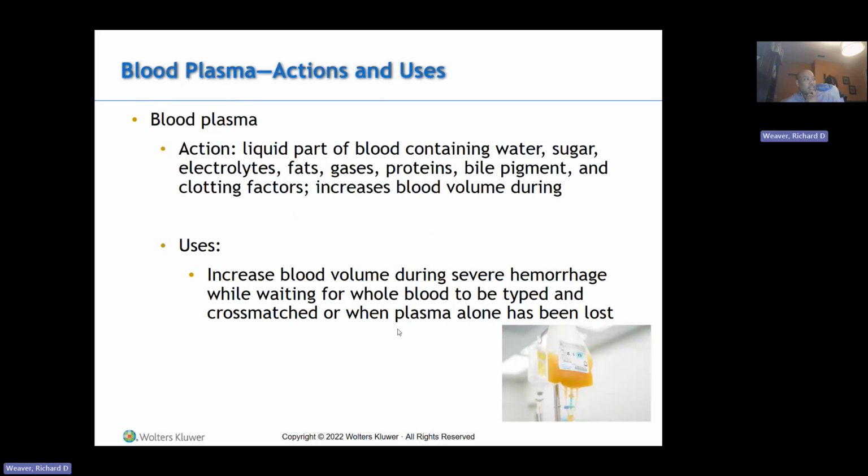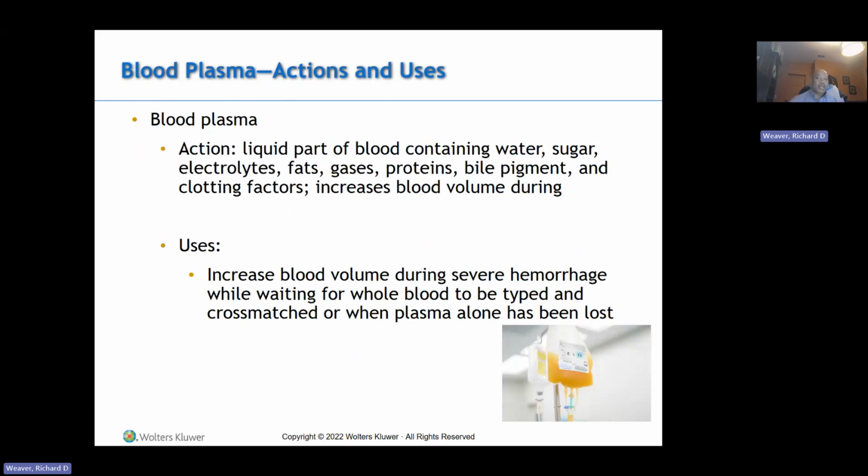Now your blood plasma, this is the liquid part of the blood that contains water, sugar, electrolytes, fats, gases, proteins, bile, pigment, clotting factors, and it increases blood volume. Let's see what I have written here. So blood plasma is the liquid part of the blood and contains all of what I just mentioned.